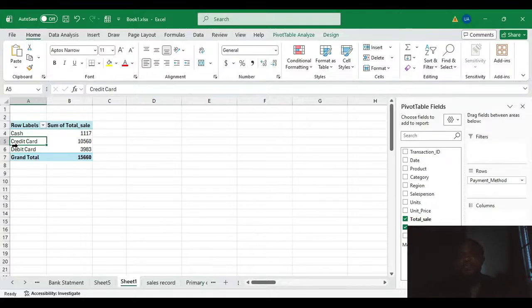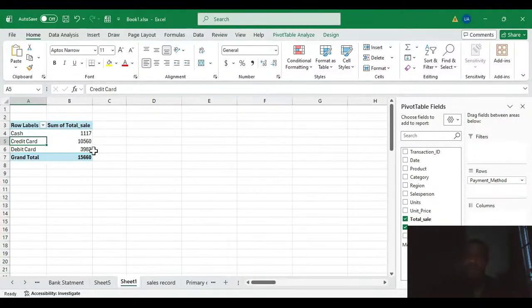So in that case, instead of employing more people or more cashiers to receive cash from customers, they can reduce their employment of cashiers or focus more on implementing credit card features so that people can make purchases using credit card. Now, how did we know that? We used our analysis to know that.